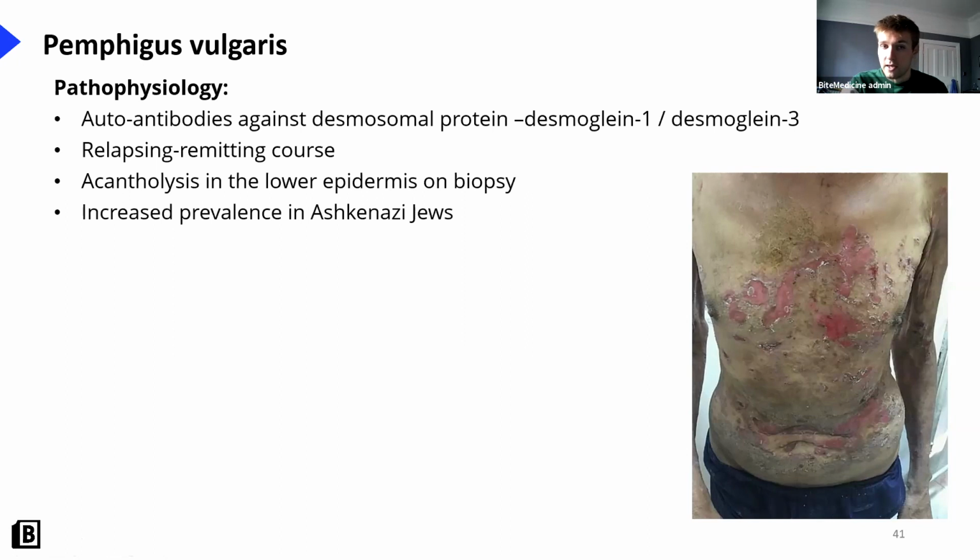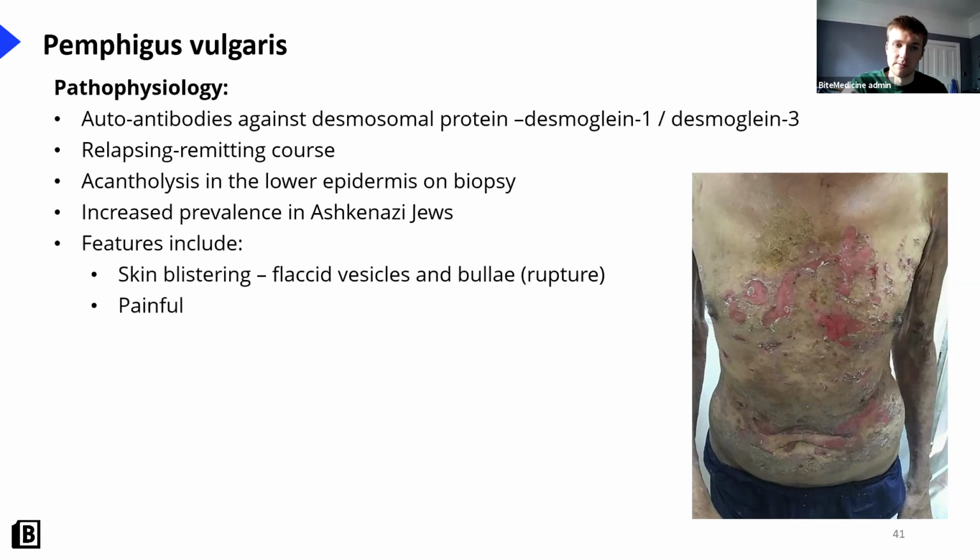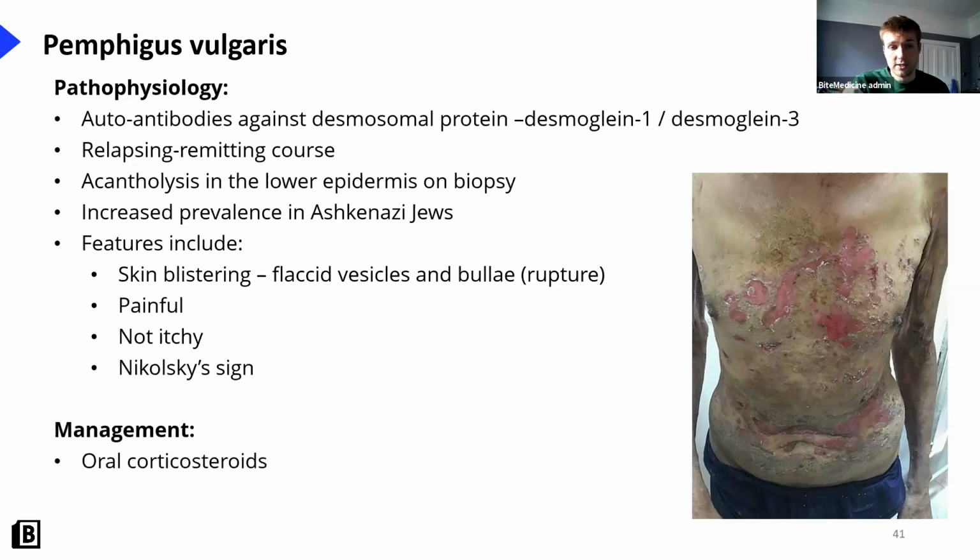It's seen quite commonly in Ashkenazi Jews. So if you see that particular population mentioned in the question with the skin conditions, it might point you towards Pemphigus vulgaris. And we've already talked about the features. Nikolsky sign, you see this in a number of different things like SJS as well, but essentially lateral pressure applied to the skin causing separation of the dermis and the epidermis is Nikolsky's sign. And you guys got it right, managed with oral corticosteroids.